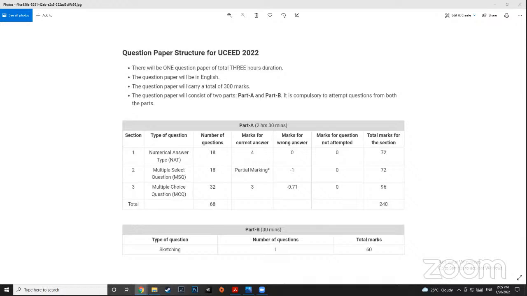So today, as part of the Uceed preparation sessions, we have part A non-verbal reasoning session, which would be conducted by our faculty, Chaitanya sir. Chaitanya sir is an IIT Alumnus. So I would take this opportunity to welcome sir.